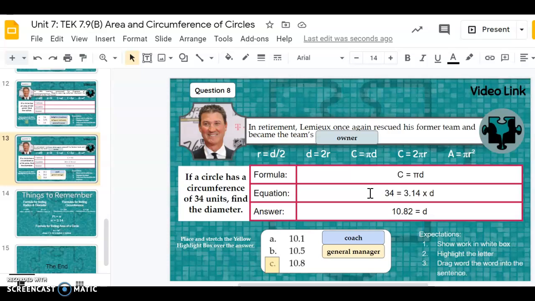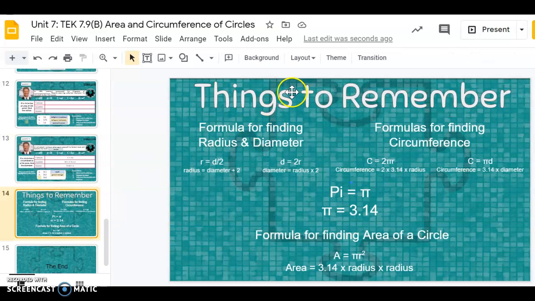So there you go. Once you have this, you're going to look here at your expectations. Did we show our work in our white box? We did. Did we highlight our letter? We did. Did we drag and drop the word sentence? We did. Awesome job. You finished all of your questions. You guys did great. Things to remember. Here's your formulas for finding your radius and diameter. Formulas for finding circumference. Pi equals 3.14. Formula for finding area of a circle right here.